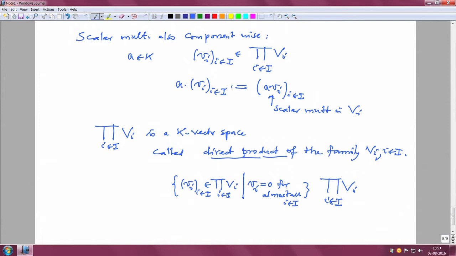So I want to give a name for this subset. This is a subset of the product. The name I want to give is the sum, plus with a circle around it, i in I, of V_i. You will see why I denote it by the sum.